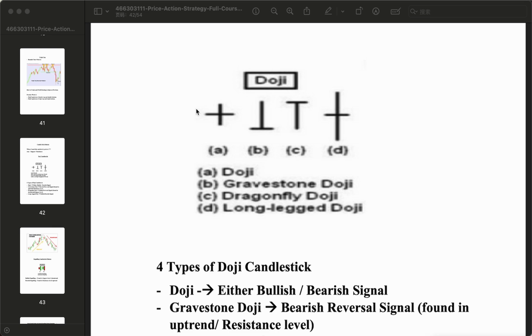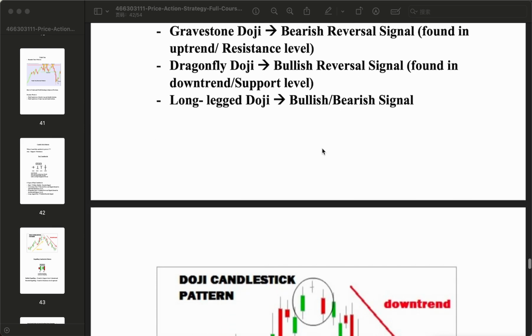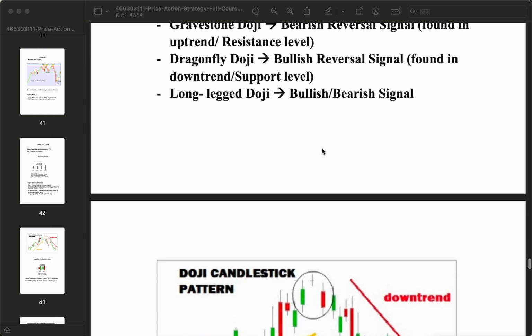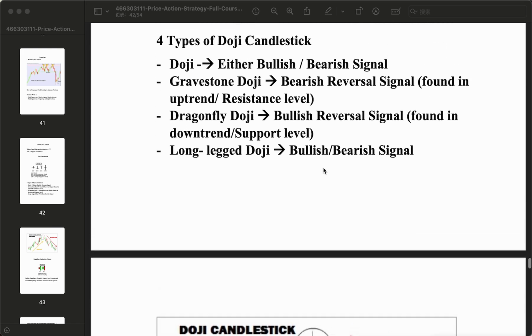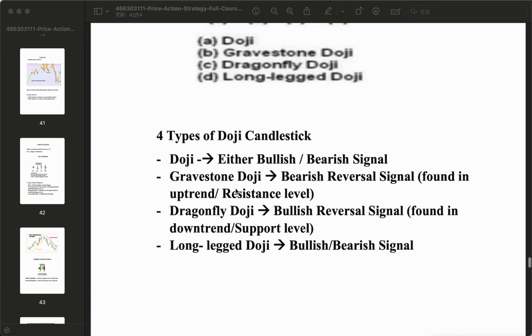C is the dragonfly Doji, which means a very bullish signal after this Doji appears. D is the long leg Doji. So there are four types. A Doji means a bullish or bearish signal, so it could go either way. A gravestone Doji means a bearish reversal signal, and you can find it in an uptrend and at a resistance level. A dragonfly Doji typically means a bullish reversal signal, and it can be found in a downtrend or at a support level. The long leg Doji means it could go either bullish or bearish.